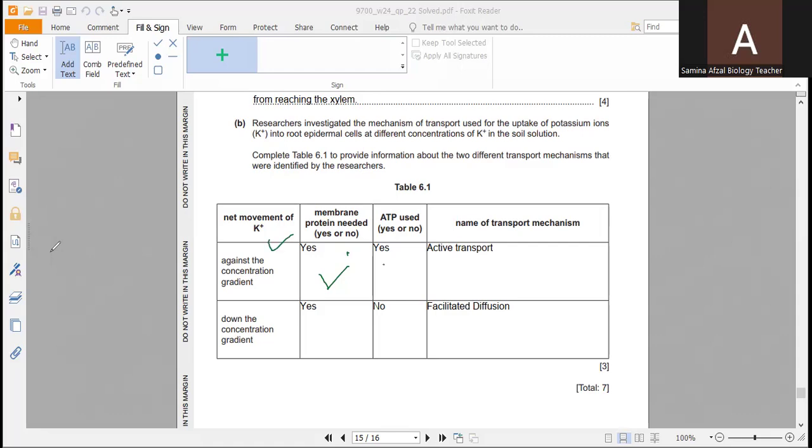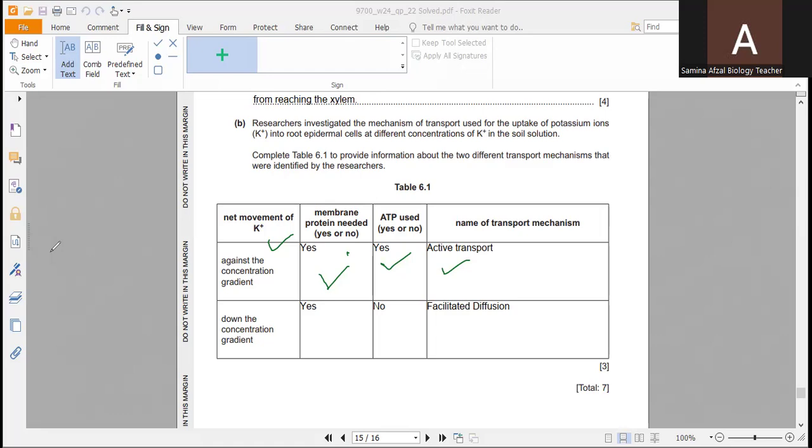ATP used, yes. Active transport, and you know students, in active transport the uptake of different substances takes place against the concentration gradient, from lower concentration towards the higher concentration. At that time ATP is required because they have to move against the concentration gradient. So the mechanism which takes place is called active transport. When they have to move in this way, they need energy.